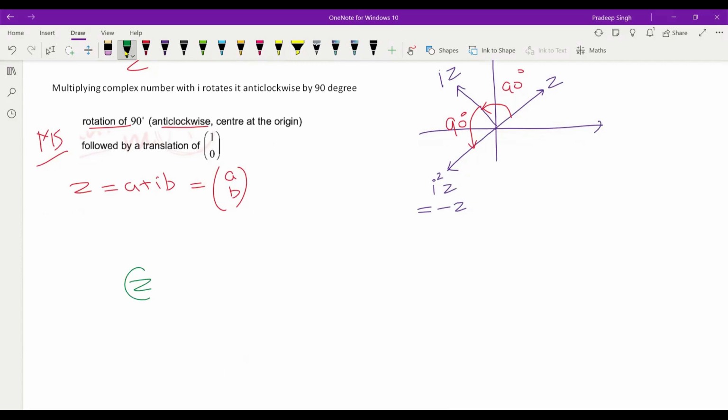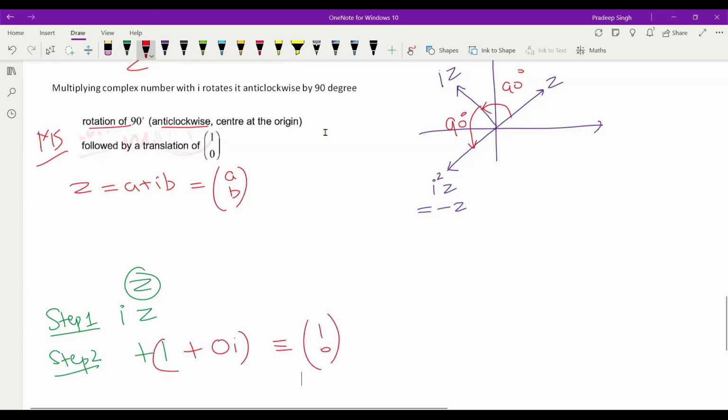We started off with Z. Step one is you multiply the complex number with I. And step two is you need to add a 1 into it. Now remember, in complex numbers, 1 is a real number, so in complex notation, you can write that as 1 plus 0I. So this notation is 1, 0 in the column form. So that's the official answer key: rotation 90-degree anti-clockwise followed by a translation of 1, 0.